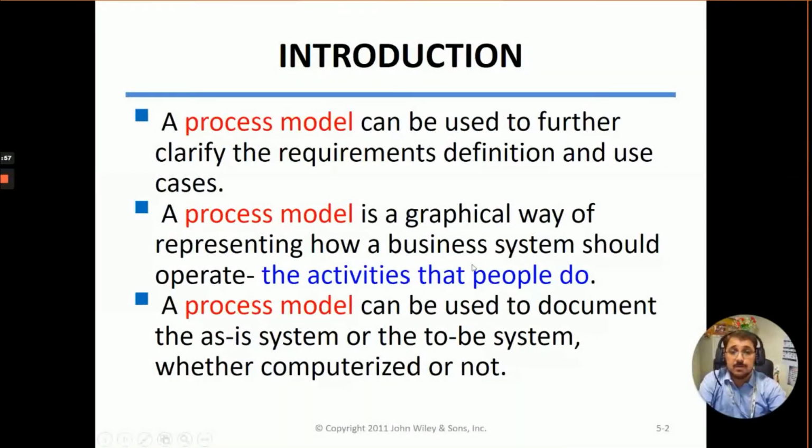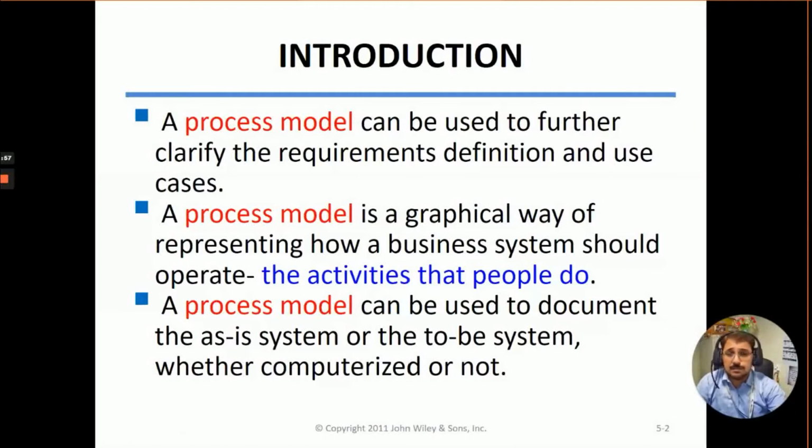These are the activities that the people do. So you see, in a system, actually different people are doing different activities. So all these activities, how they occur and how they are interlinked to each other and how they affect one another.